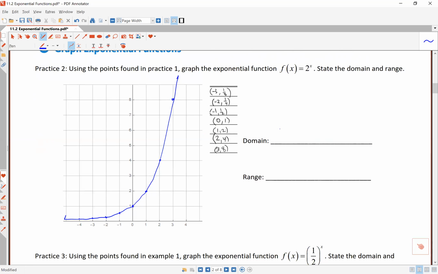We can place any number as an exponent, getting a domain of all real numbers. It's the range that is not all real numbers, because when you raise 2 to any given power, it will always be greater than 0. Our range is from 0 to infinity, not including 0.